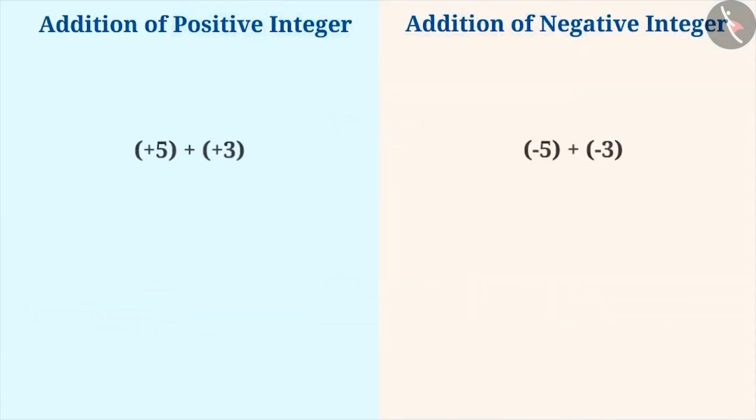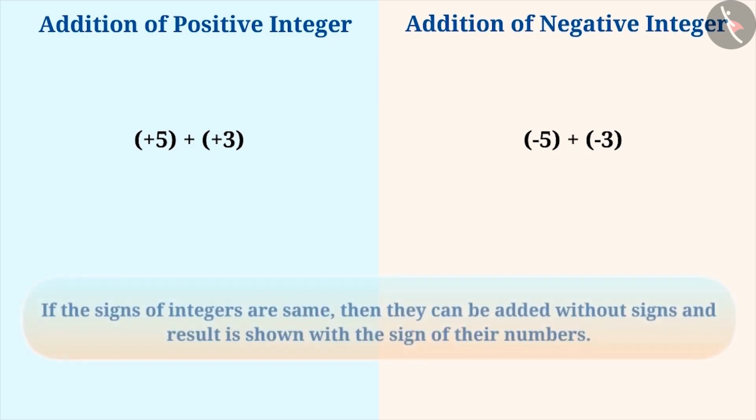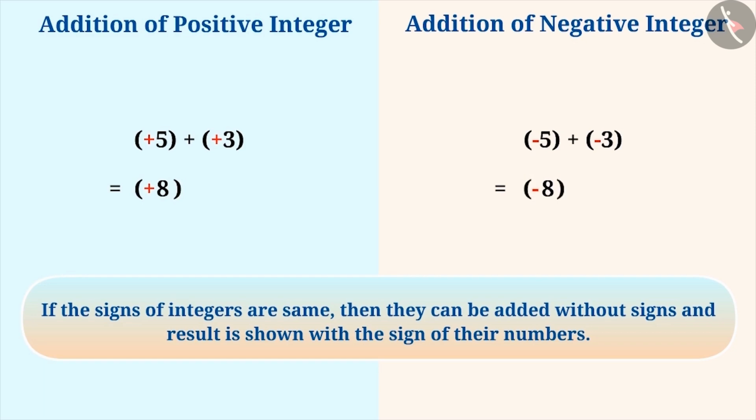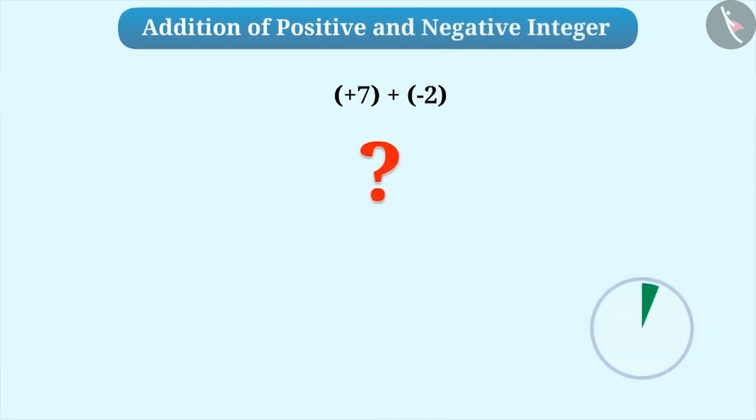With the help of these two examples, you must have understood that if the signs of integers are the same, then they can be added without signs and the result is shown with the sign of their numbers. Now, if we have to add a positive and a negative integer, how shall we do this? Think about it.